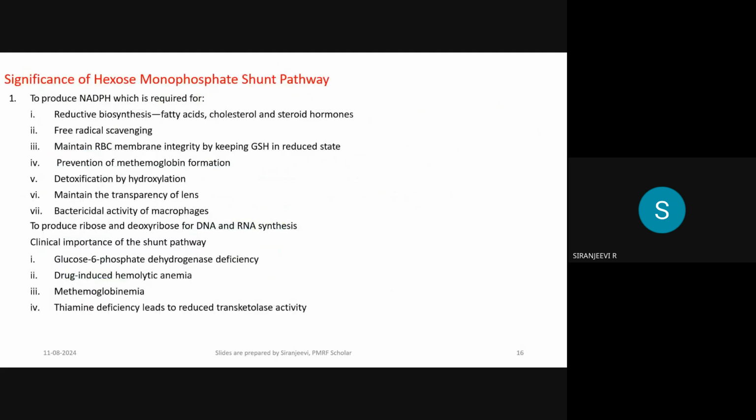Finally, these are the significance of NADPH in the biological system. It is required in the biosynthesis of certain biomolecules called fatty acids, cholesterol, and steroid hormones, and it helps in free radical scavenging by producing water. It maintains RBC membrane integrity by keeping GSH, which means glutathione, in a reduced form, prevents methemoglobin formation, helps detoxification by hydroxylation, maintains the transparency of the lens, and supports the bactericidal activity of macrophages.